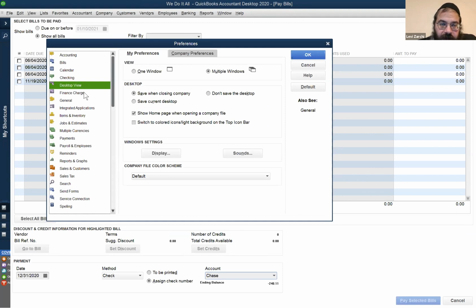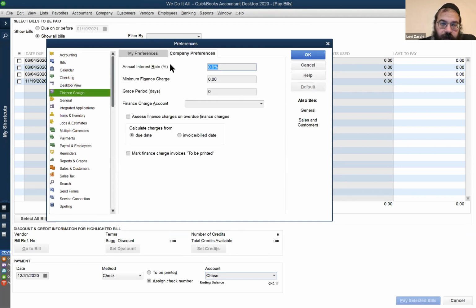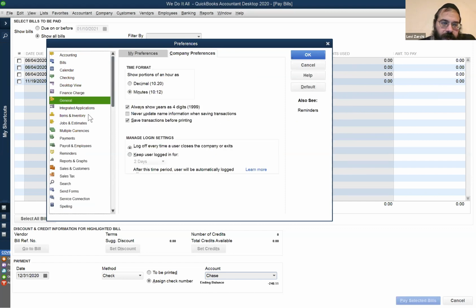You might have finance charges on a customer if it's overdue, you could set the interest rate. If it's a corporation, you could assess finance charges because the company is not an actual person. You could give a grace period. You could give 0 days, 10 days, 20 days, whatever you want.